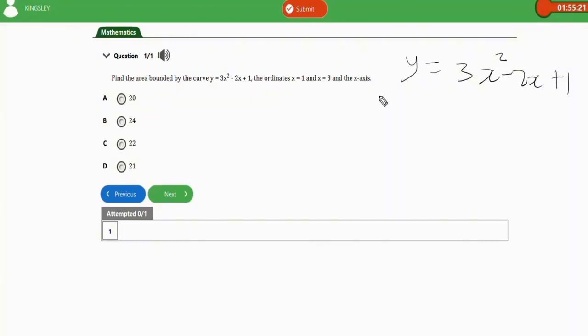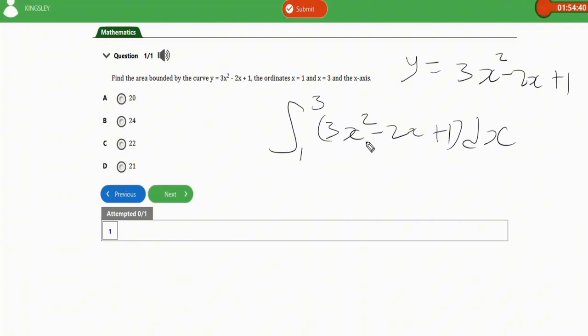On the x-axis, the higher value is the upper limit, whereas the lower value is the lower limit. So we're going to apply the method of definite integration, and we know that definite integrals have upper and lower limits. The upper limit for this question will be 3, and the lower limit will be 1. So this is the definite integral of 3x squared minus 2x plus 1, in brackets, dx.